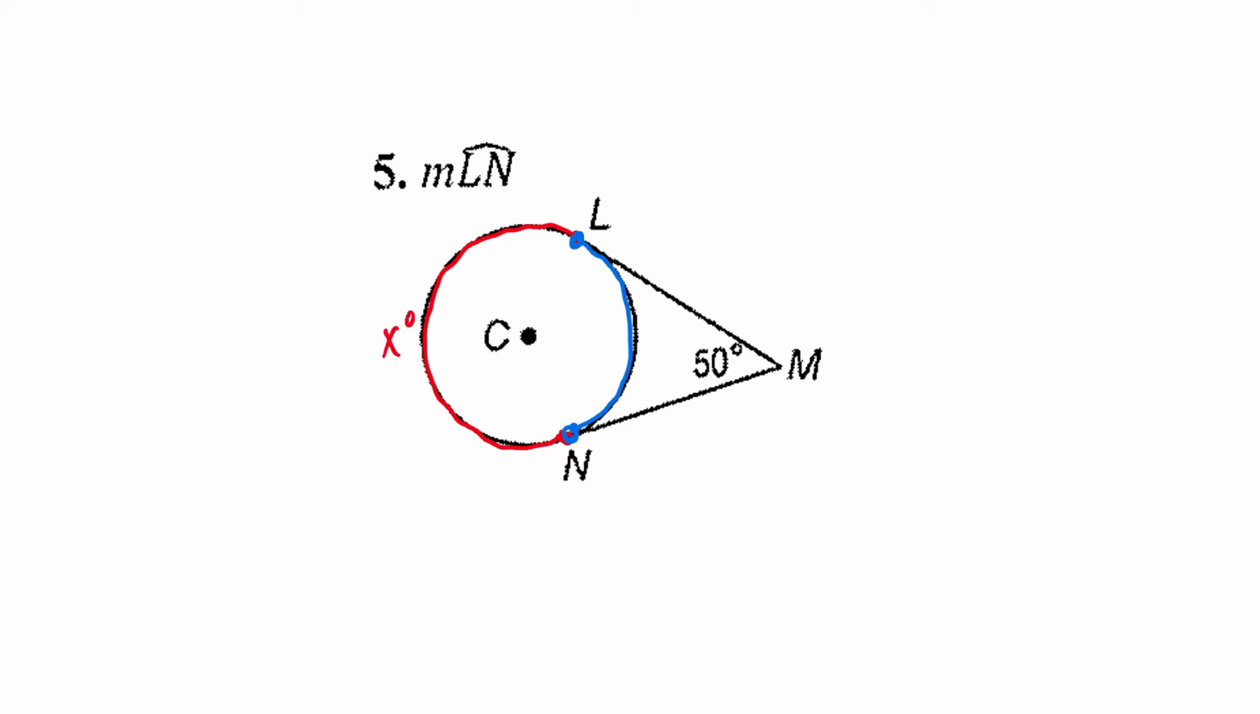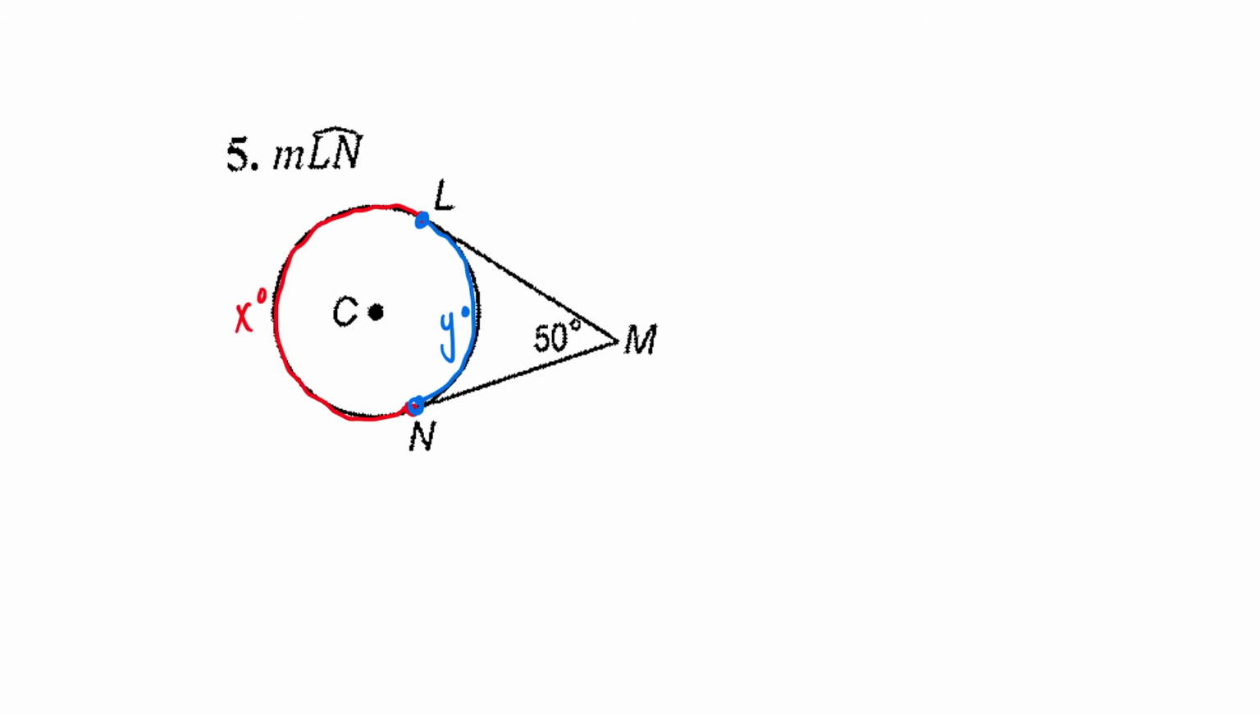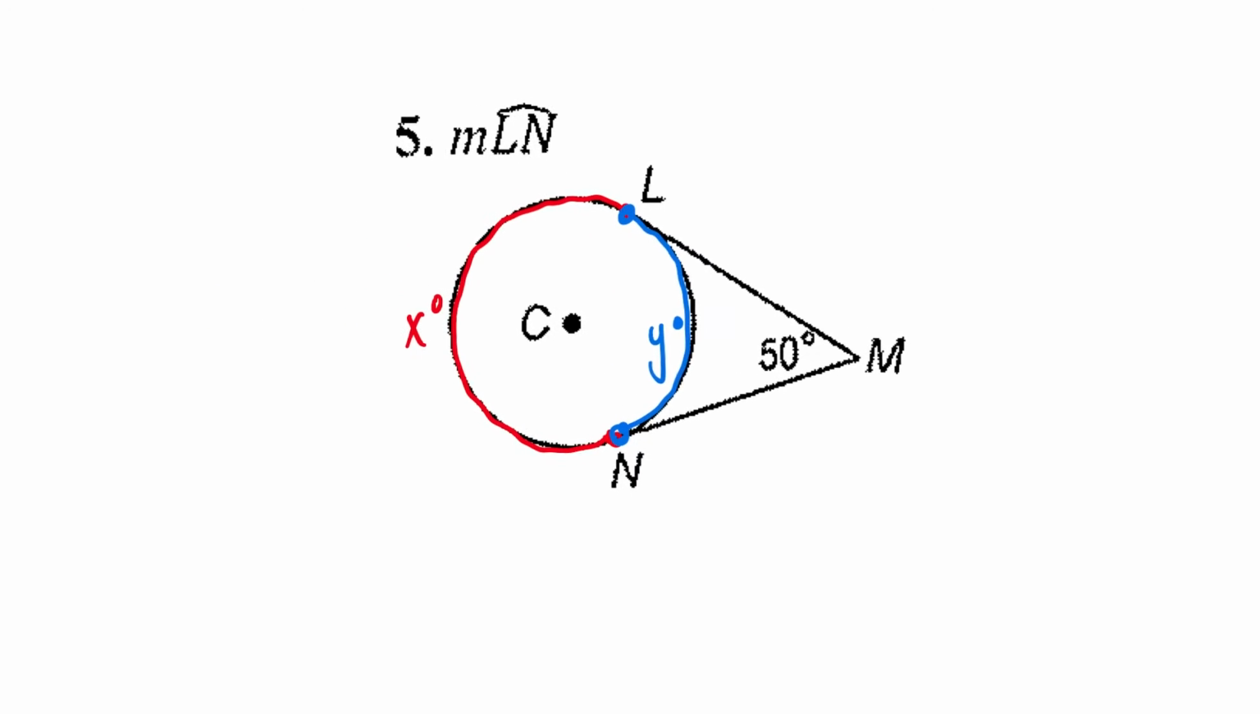Okay, so I don't know how many degrees this side is. So I'm just going to say the major arc LN is X degrees. X, is it X plus Y or X minus Y? No, equals 50. Okay, yeah, so we'll get to that in a second. Let's do the thing that we know for sure first.